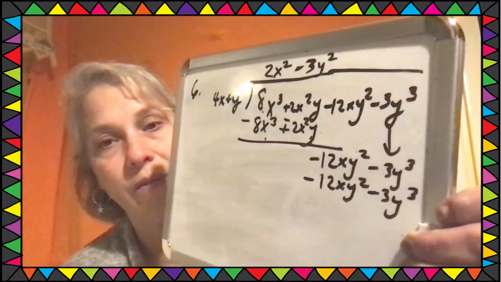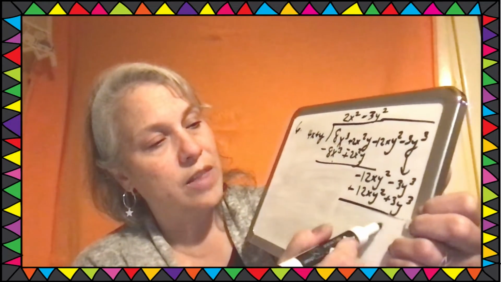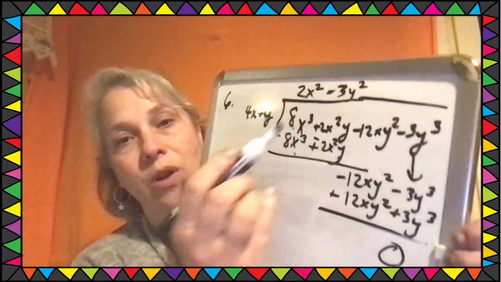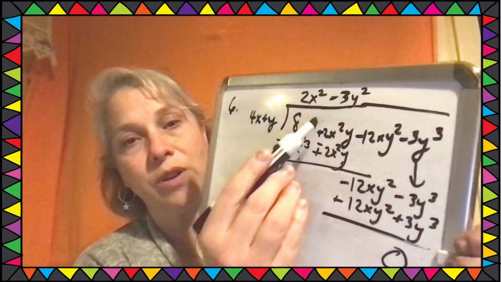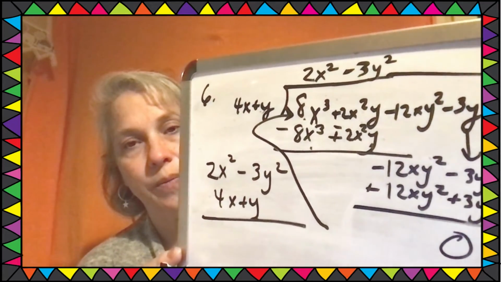Okay, so you can see I have the same terms. So when I change the signs and add them together, I get 0. So this is my answer for number 6. And then you have to do the check. So you go across the page, 2x squared minus 3y squared times 4x plus y. You do that out, and you should end up with that as your answer.